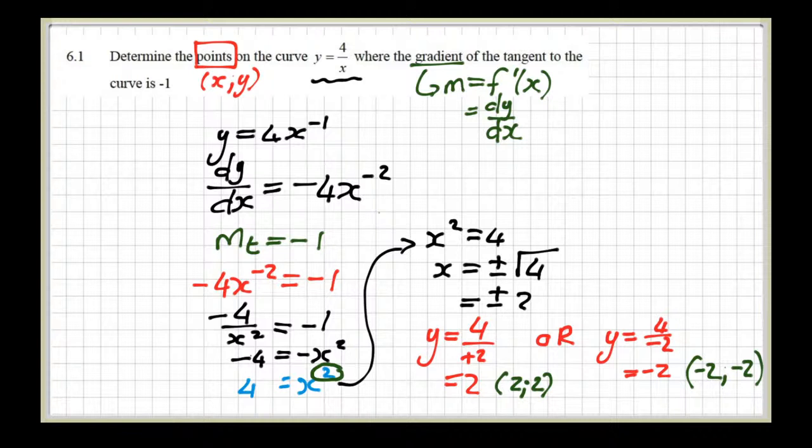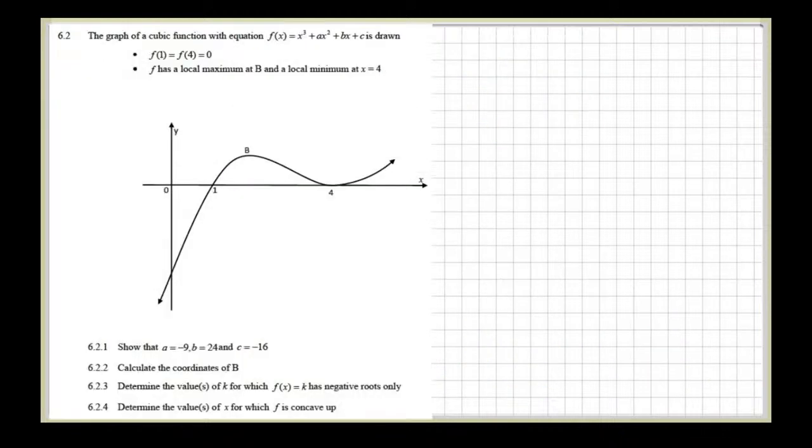Now, the next question, ladies and gents, talks about the graph of a cubic function with the equation f(x) equal to x cubed plus ax squared plus bx plus c is drawn. They give me f(1) is equal to f(4) equal to 0.